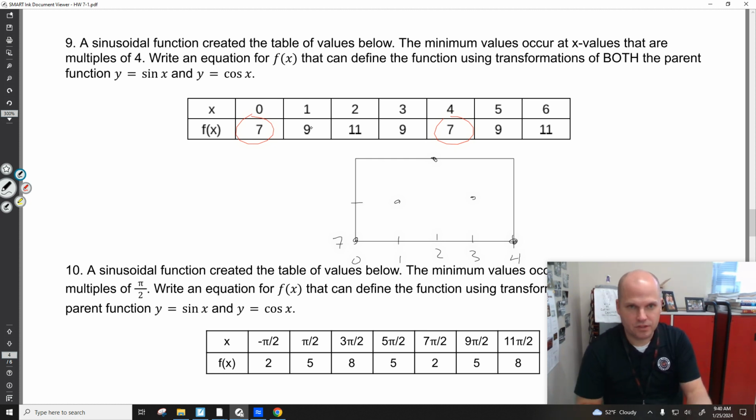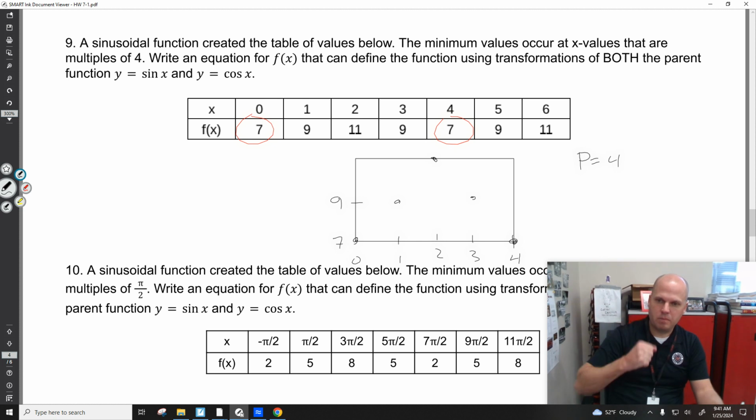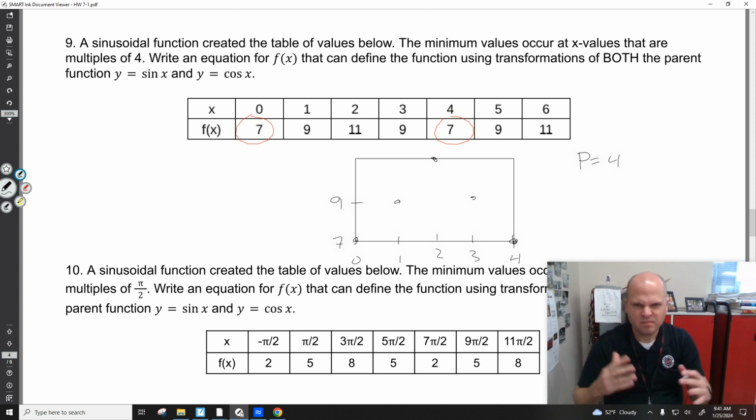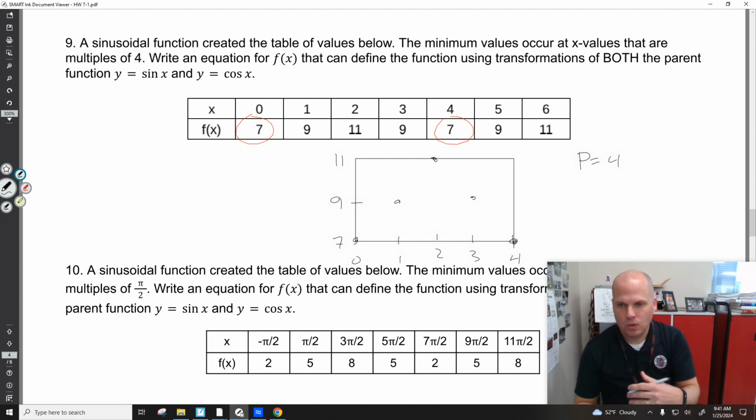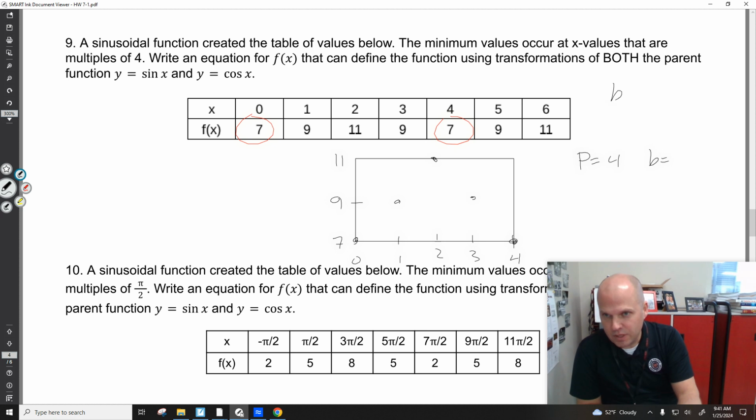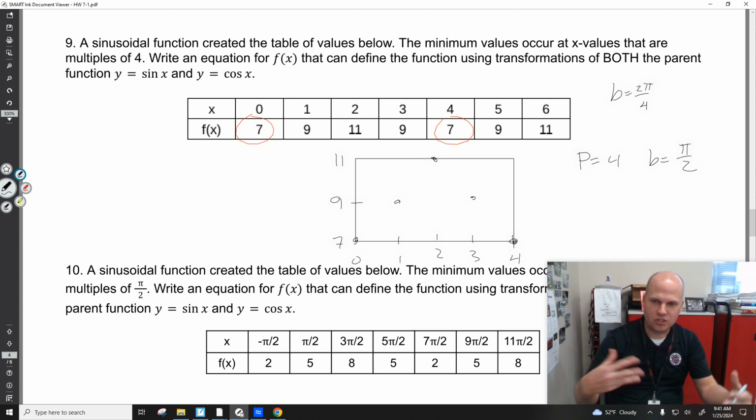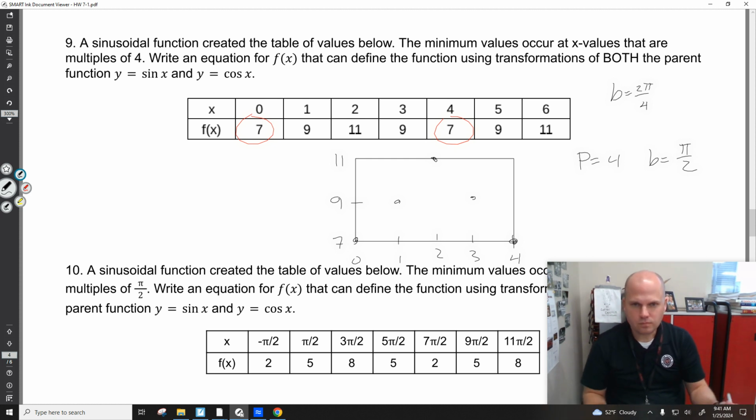What's the midline? Well, it's got to be 9. If our period is 4, then our maximum is going to have to be in between: minimum, 0, maximum, 0, minimum. So you can understand what the B value is. B is going to be 2 pi divided by my period, so B's got to be pi over 2. That will adjust things so that I get this period of 4. I've shifted my midline to 9.